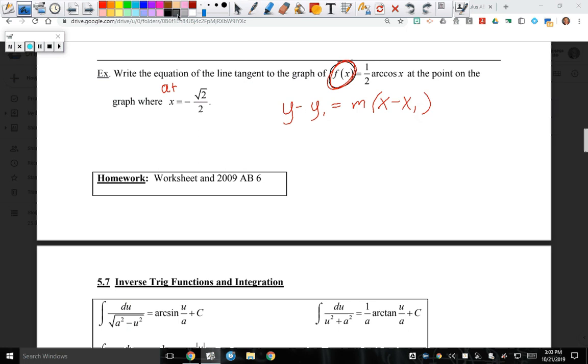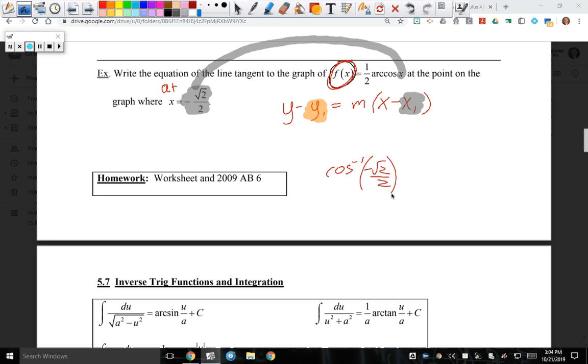So far, I have this, which is my x1. How do I get, let's say, the y value? How do I get that? Plug it in, right? So I'm going to plug in this right here. So here we go. The arc cosine of negative root 2 over 2. This is a little bit of review from what we talked about last time. We learned that the arc cosine's range is right here.